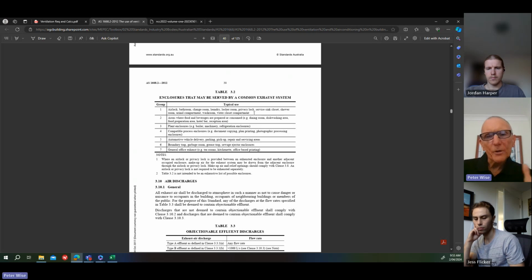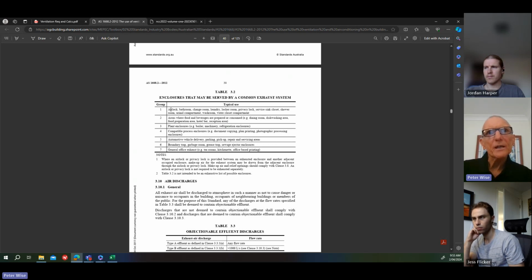Sometimes you might want to combine exhaust systems and say, oh, we've got an exhaust coming from this room and we've got a toilet exhaust coming from this room, and they're both going a long way and then out at the same point of the building. Can we join them together? Well, the answer is probably no. They have to be separate unless they fall into these categories.